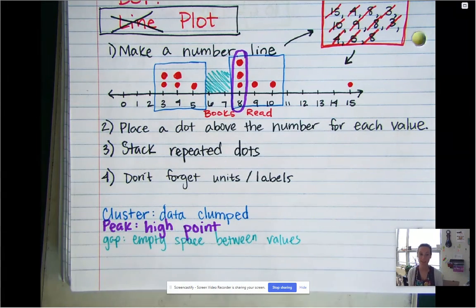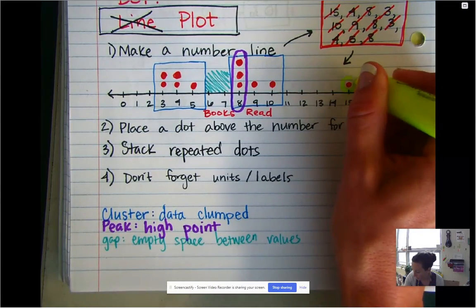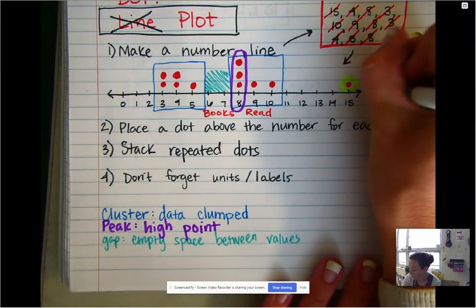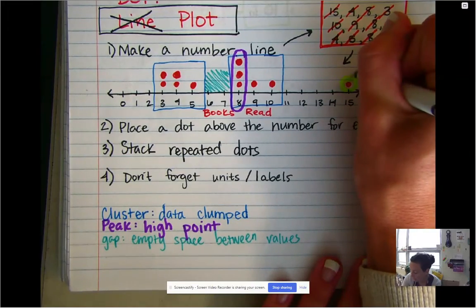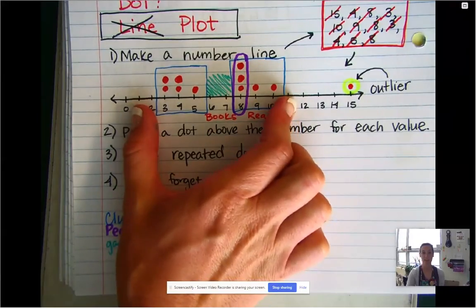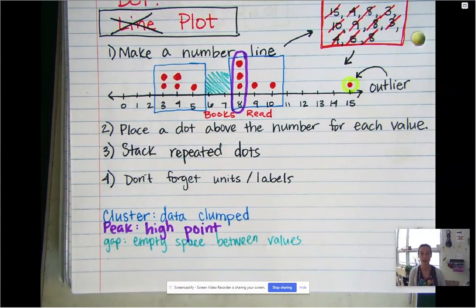Now we'll come back to this later, but there's one more thing I want you to know. This guy right over here is called an outlier. An outlier is a data value that's way outside of what everybody else is. So where everybody else is kind of in here, he's way out on his own and by himself or herself. So we use the word outlier to mean something that lies outside of where the rest of the data values are. So that is video 1.